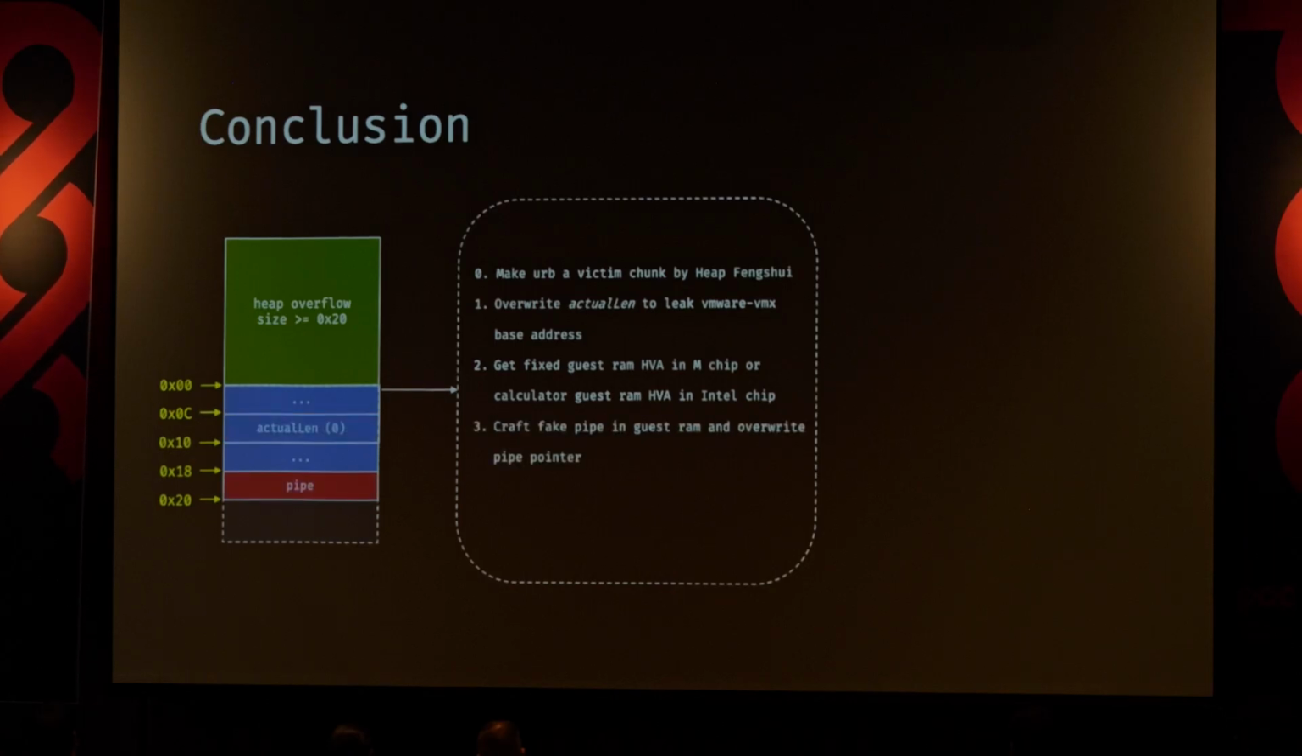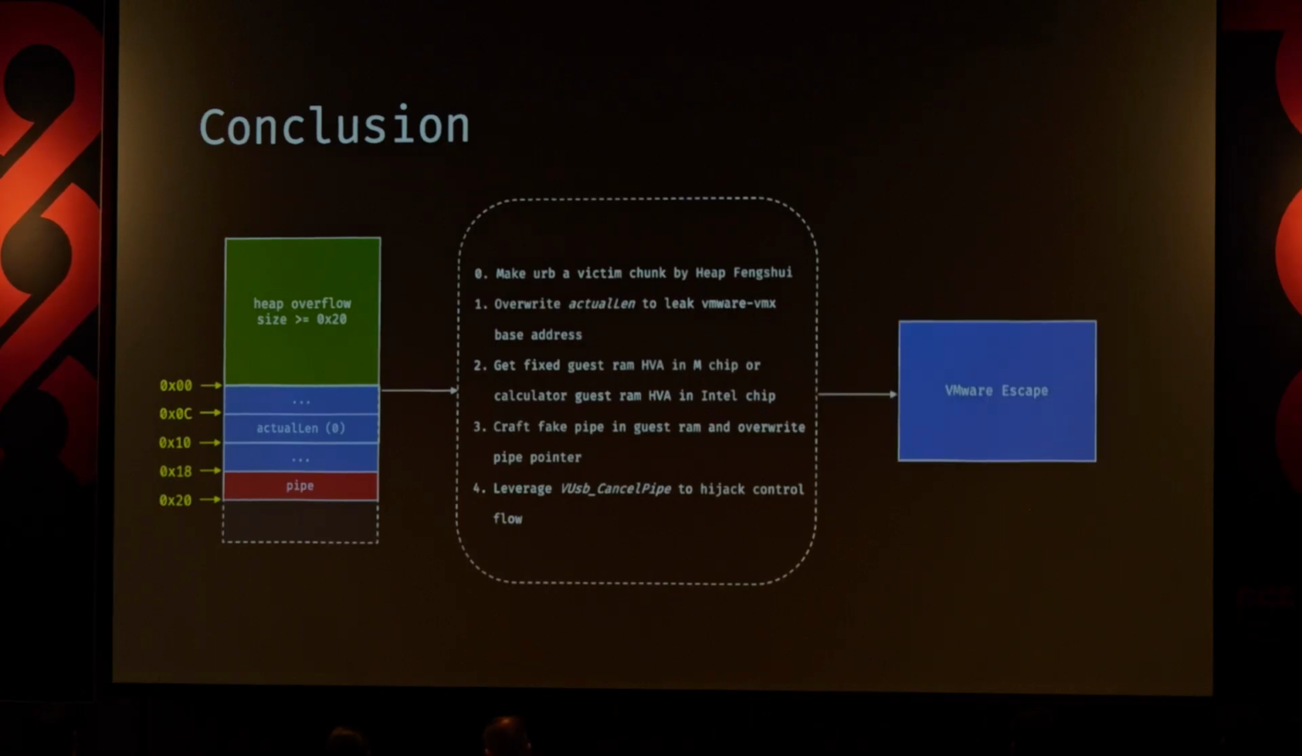And then we hijack URB's pipe pointer to craft its object in guest RAM. And finally, we trigger the function VUSB cancel pipe to hijack the control flow. And the whole process will help us make a successful VMware escape.